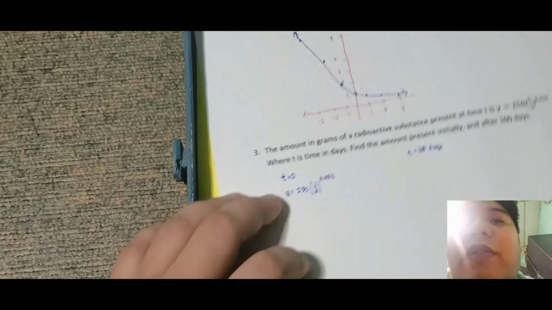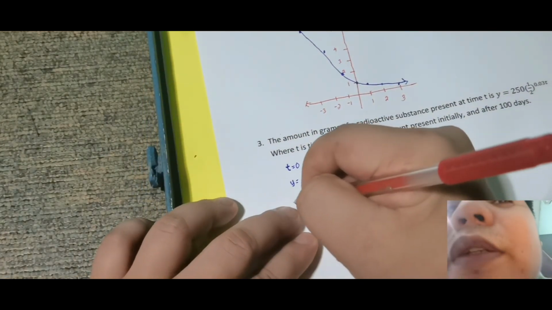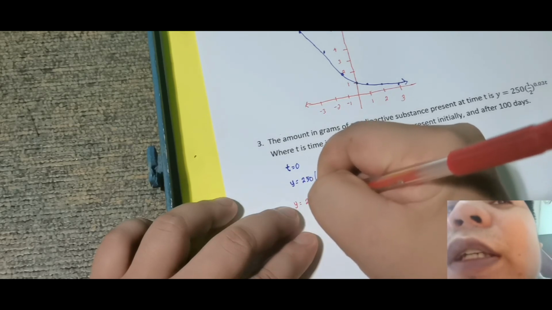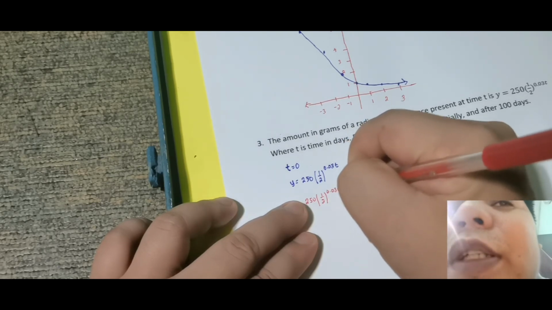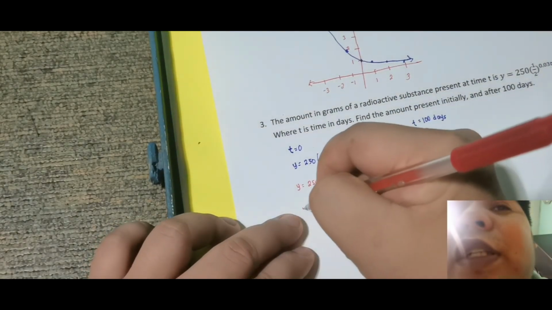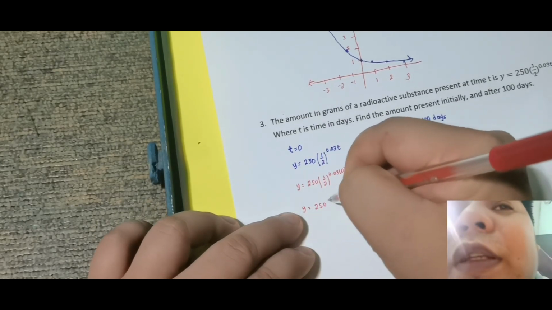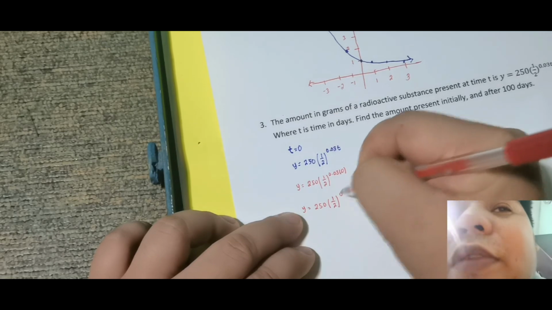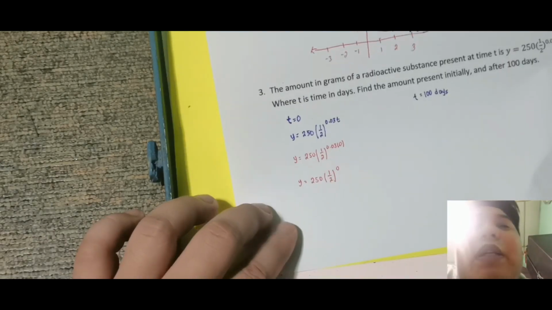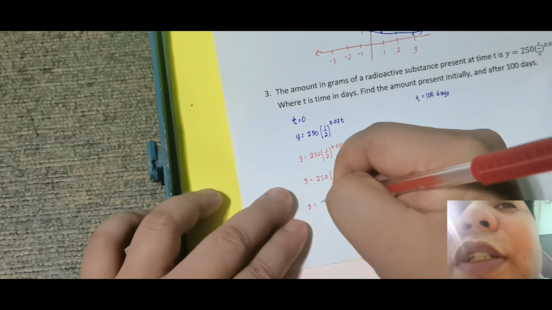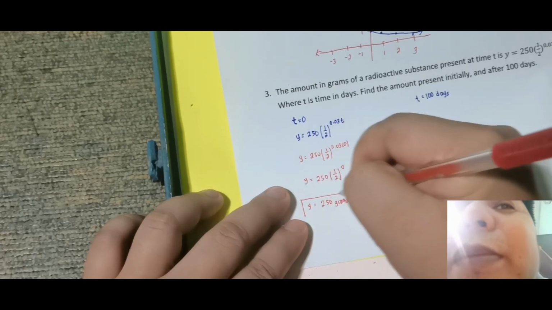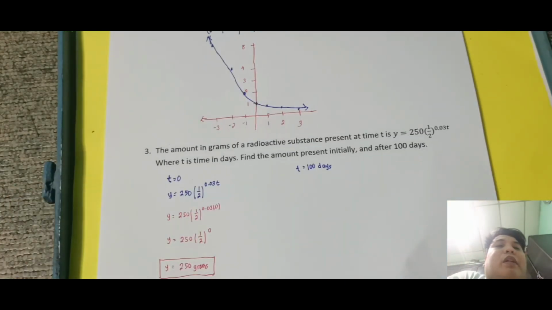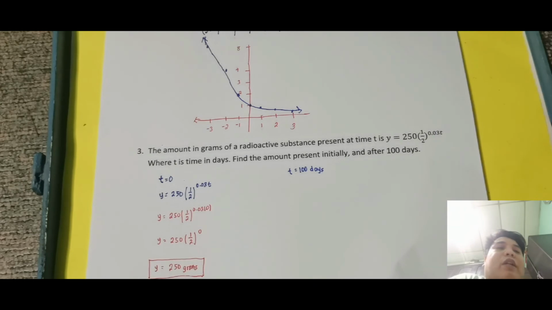Okay, so dito for t is equal to 0, this is y is equal to 250 tapos 1/2 raised to 0.03 times 0. Okay, then obviously this is y is equal to 250 times 1/2 raised to 0. Okay, then 1/2 raised to 0 is 1. So therefore y is just equal sa 250 grams. Okay, so yung amount na ng radioactive substance natin is 250 grams initially. So yung starting niya habang di pa gumagalaw yung oras o gumagalaw yung araw is 250 grams.